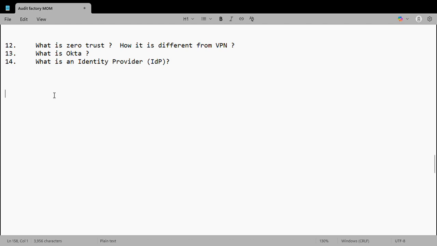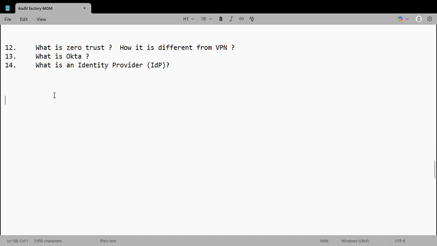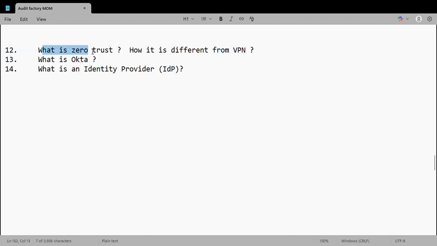Let me just zoom up my screen once again. Yeah, great. It starts with zero trust. What's the answer for this? Okay, zero trust is a framework, as I can write here, a security framework. Guys, don't go for the accuracy of the spelling, please.